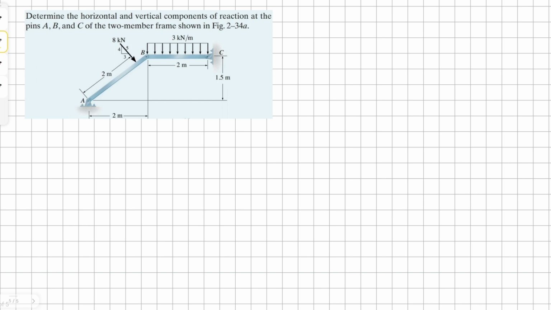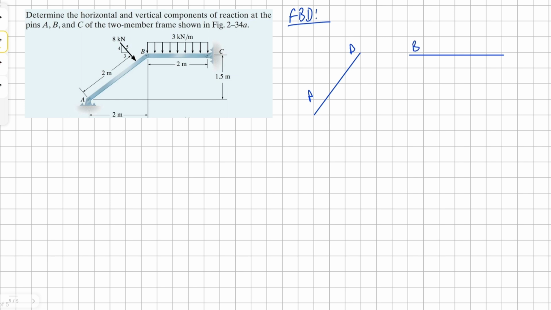Determine the horizontal and vertical components of reaction at the points A, B, and C of the two-member frame shown in the figure. Let's first of all draw our free body diagram. We can use the method of sections to divide this structure into two components so they are easier to solve. We're going to do it A, B, C. For our point A, we're going to have two reactions, FA in the X direction and in the Y direction. You're going to have similar types of reactions for the point B.